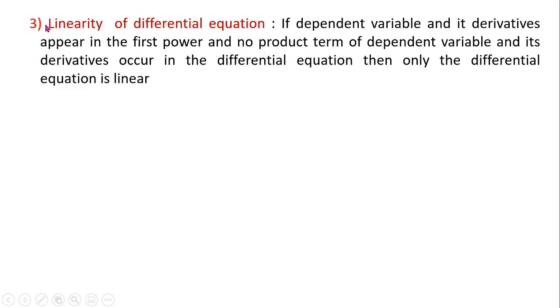The next term used while explaining differential equations is linearity of the differential equation. If the dependent variable and its derivatives appear in the first power only, and no product term of the dependent variable and its derivative occurs in the differential equation, then only the differential equation is linear. Therefore, these two conditions must be satisfied. The first condition is that the derivative must be in first power.